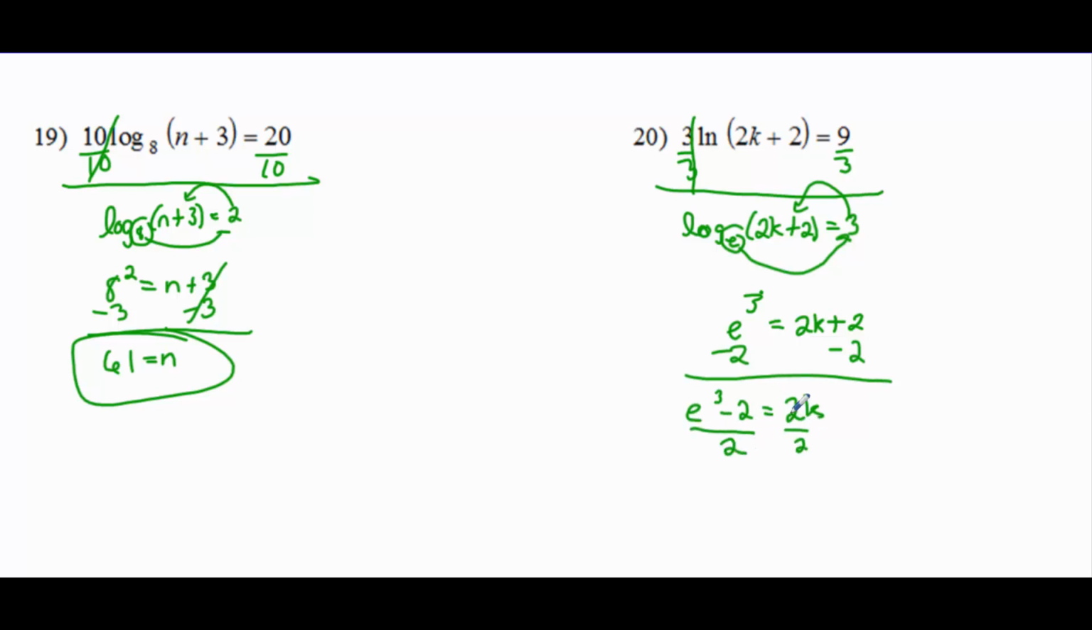And so that means that our answer for k will be e cubed minus 2 over 2. And then you could plug that in the calculator if you wanted to, but you don't have to. You can leave that alone just as the answer. And I would prefer you just leave that as the answer personally. I think most teachers would be fine with you leaving it that way.